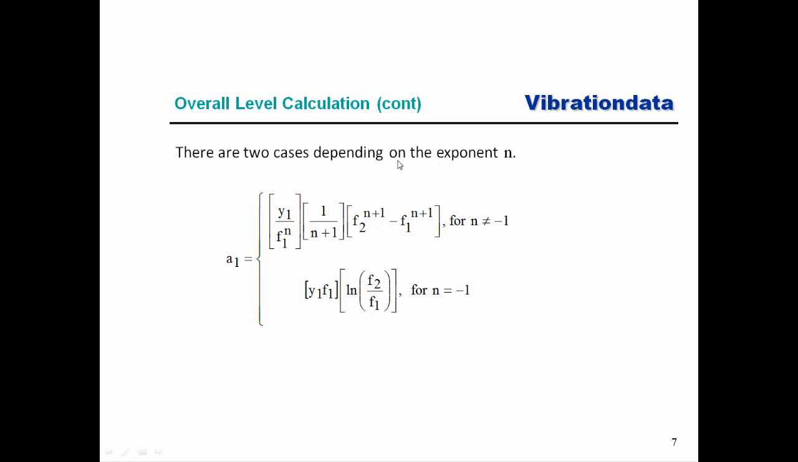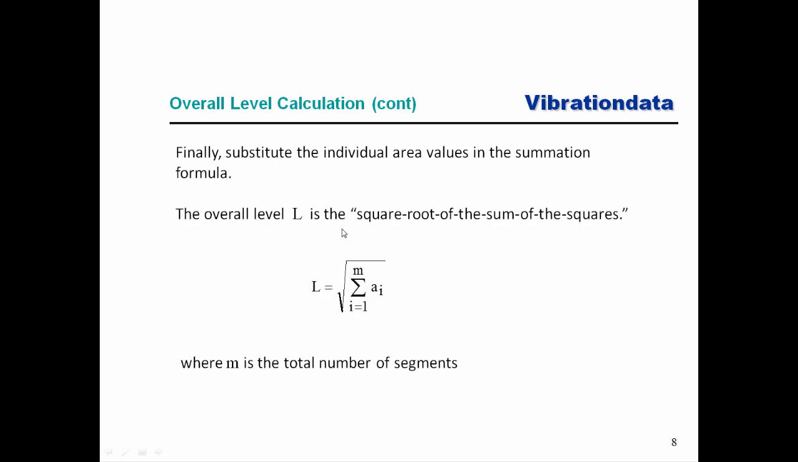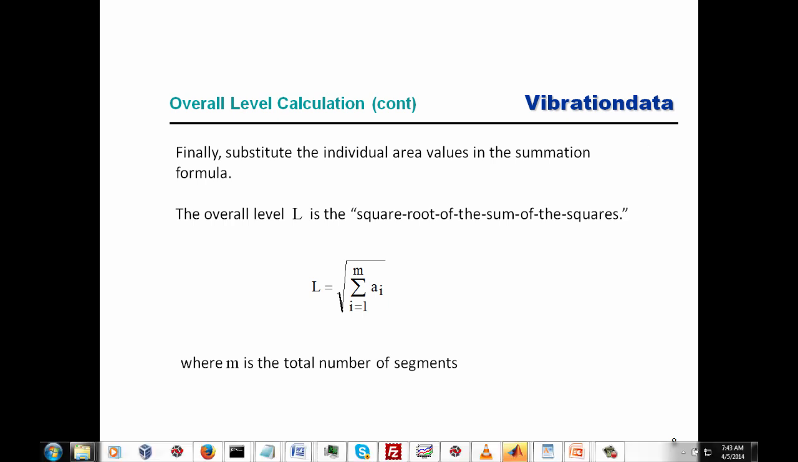So for our problem at hand of calculating the overall GRMS level for that Navy PSD specification, we need to make use of both of those formulas. Now, once we get the GRMS squared areas for each of the 3 segments, then the overall level, I'll call that L, is the square root of the sum of the squares. M is the total number of segments, so we just sum up the GRMS squared areas for each of the 3 segments, square root of the sum, that's our overall GRMS value.